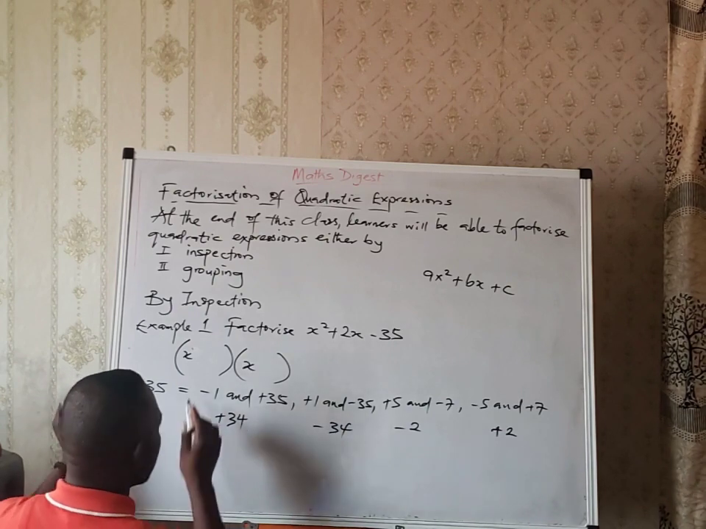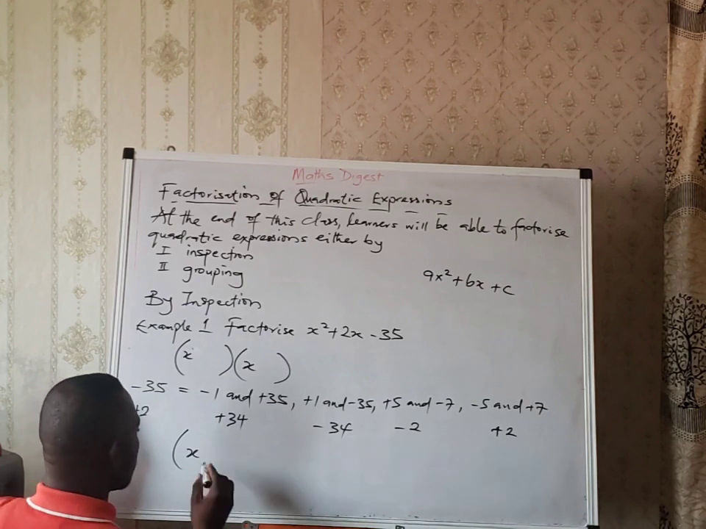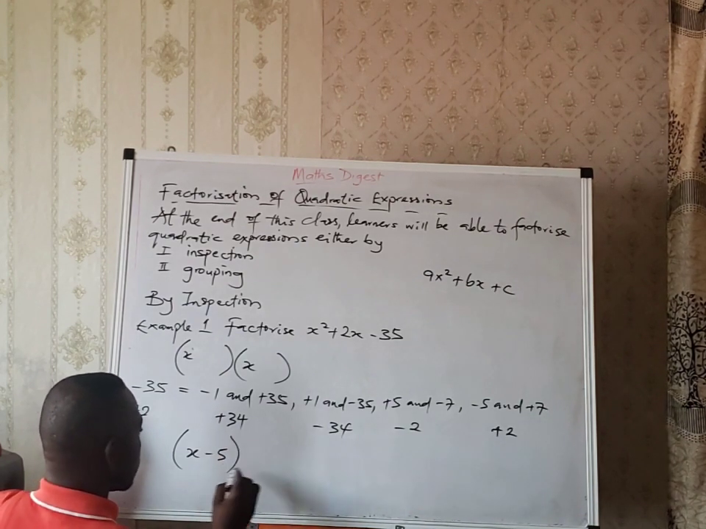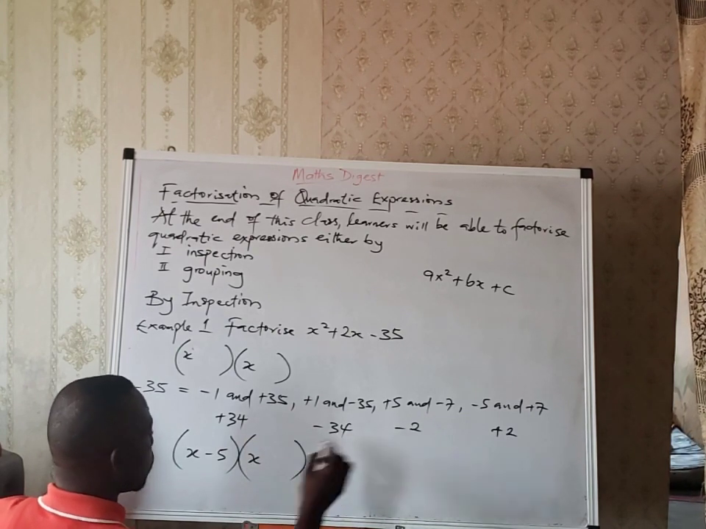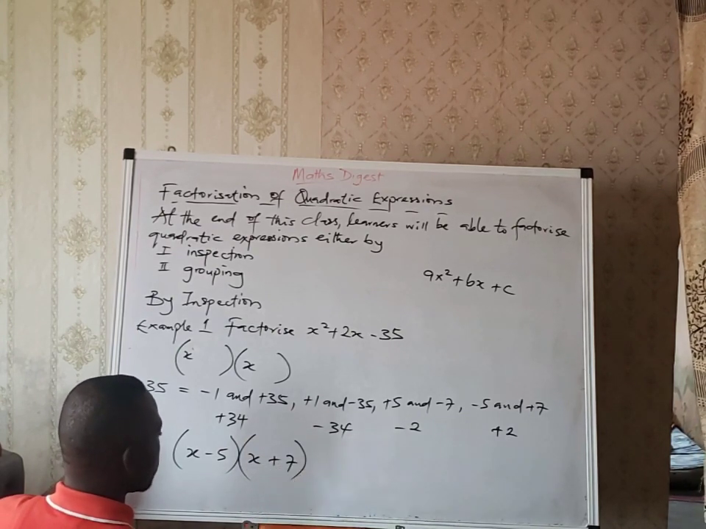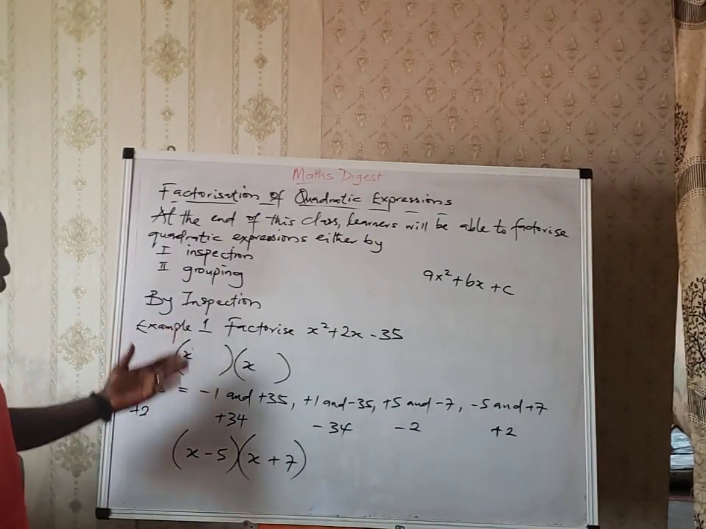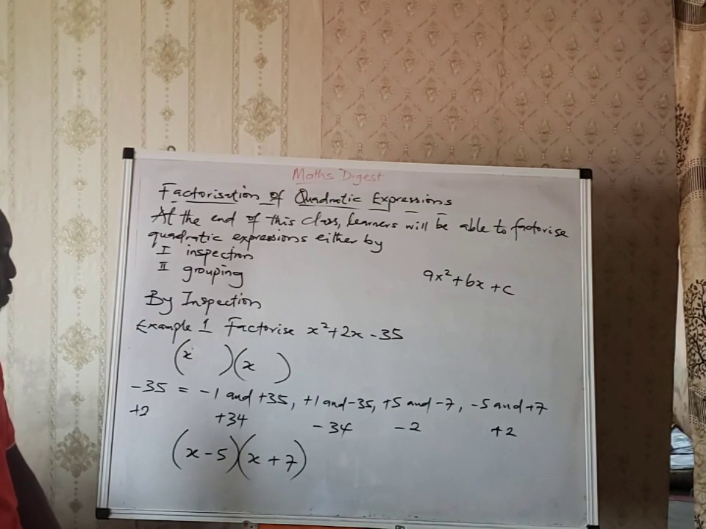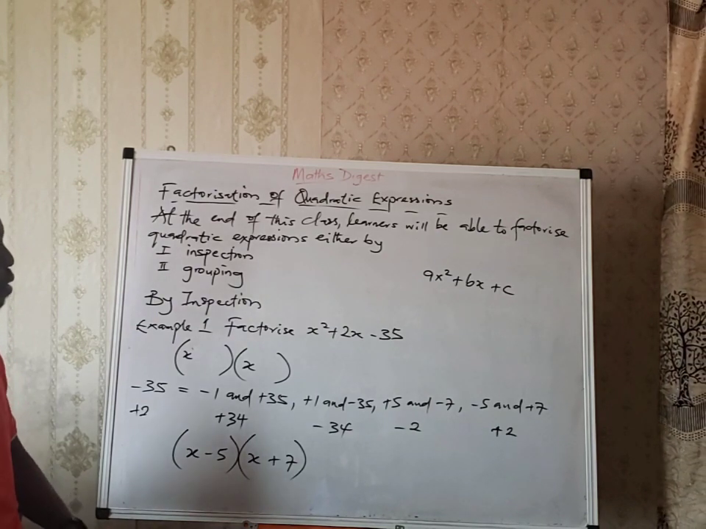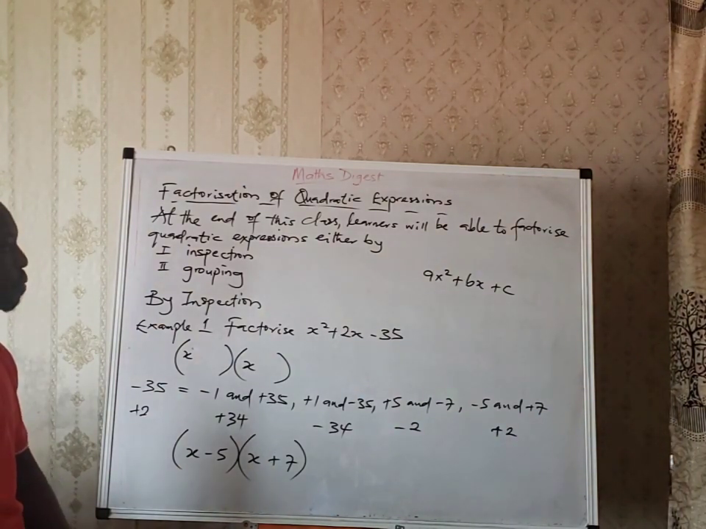So quickly we say from here we have x, we can choose minus 5, and we have again x, and we return that of plus 7. So this is by inspection. You can actually solve quadratic equations this way. Okay, let's take more examples so that we can digest it better.